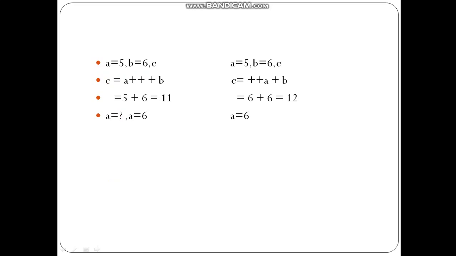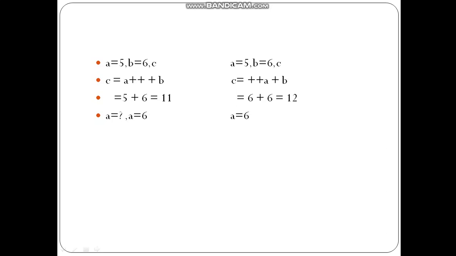So if I need to evaluate this, how am I going to write it down? Now here it is a plus plus. What is written in a plus plus? If this is a postfix, in postfix we take the original value and later on we increment the value. So here, when I use a plus plus in this expression, I'll be using 5 only, the original value, and I'll be adding it with b value which is 6. Now 5 plus 6 is 11.